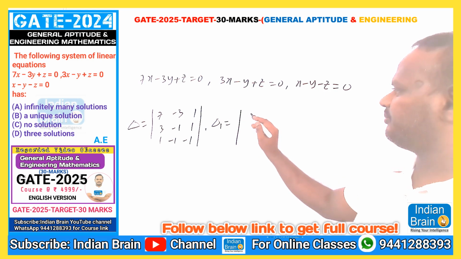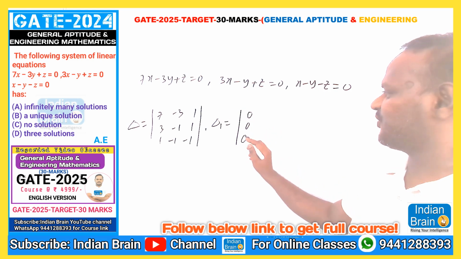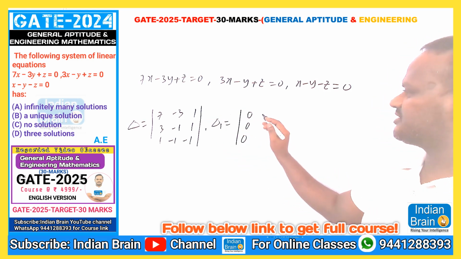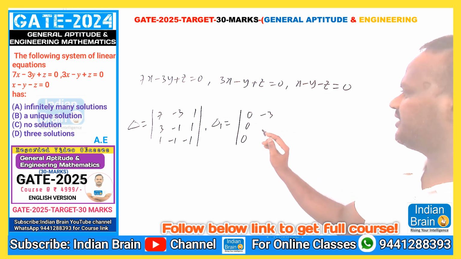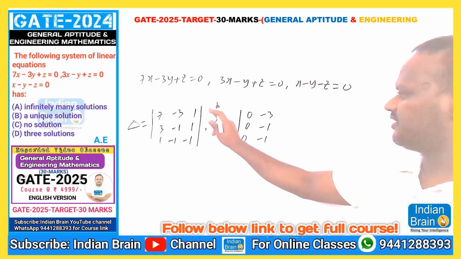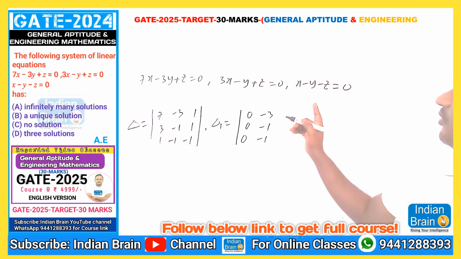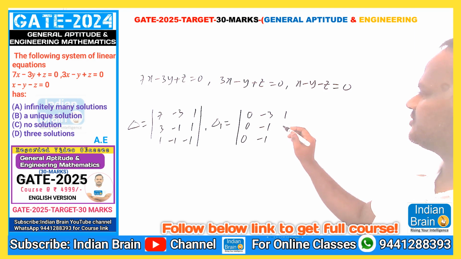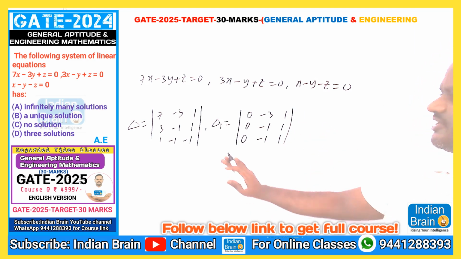That's it. First column can become 0, 0, 0. Then what about the remaining 2? Those will be the same, right? Minus 3, minus 1, minus 1. Remaining will be 1, 1. So forget about that one. So this is delta 1.